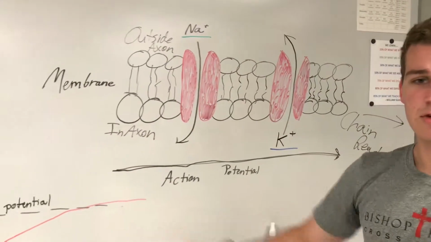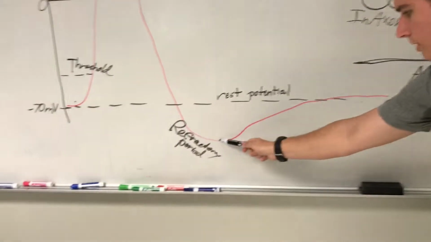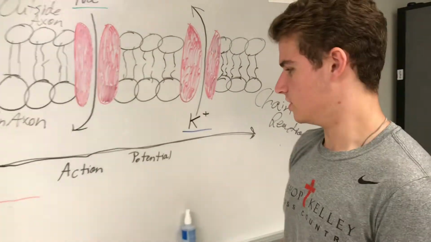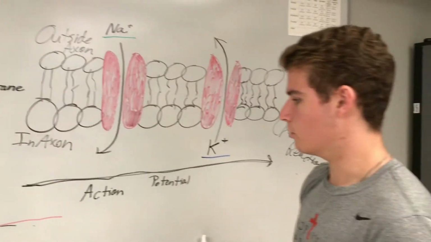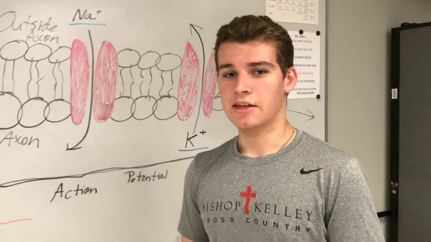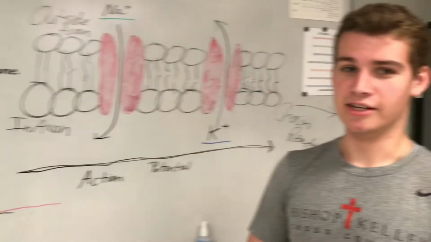And then the refractory period, as represented right here in the graph, and following this is when the ions return to their original positions, and then we go back to negative 70 millivolts, the resting potential. And this has been an explanation of the neuron.